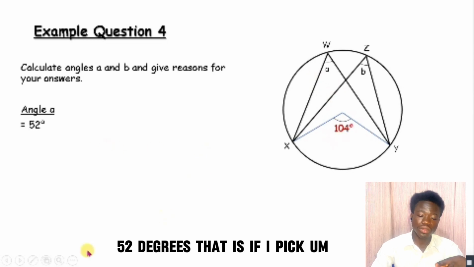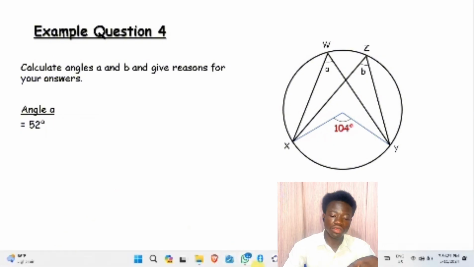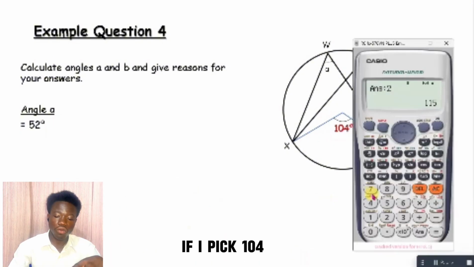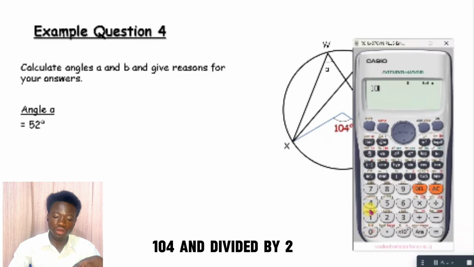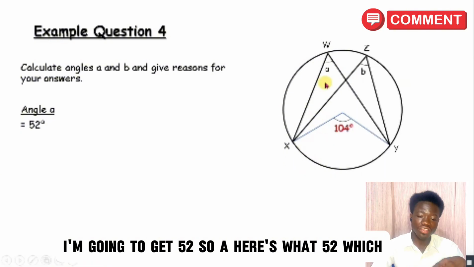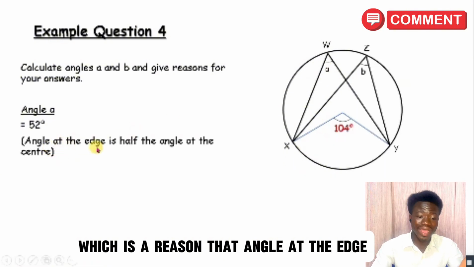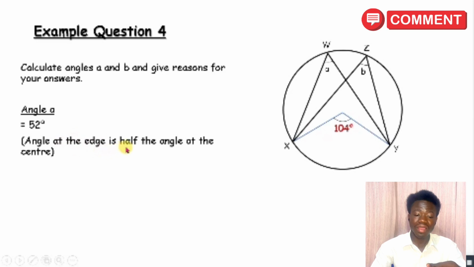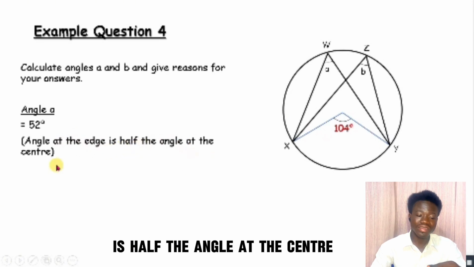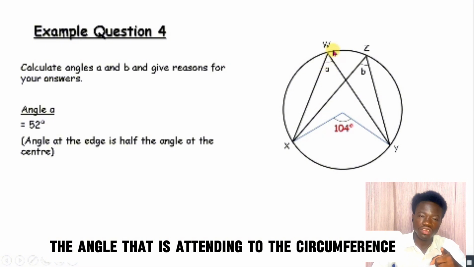So if A is half of this, I know that A should be 52 degrees. If I pick 104 and divide it by 2, I'm going to get 52. So A here is 52, which is the reason: angle at the edge is half the angle at the center. The edge here means the angle that is subtending to the circumference.